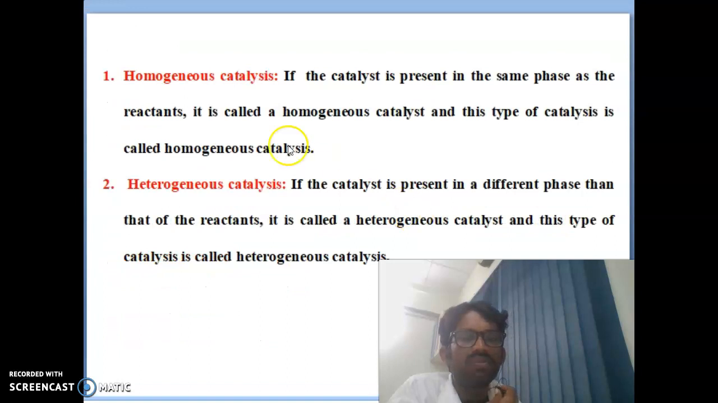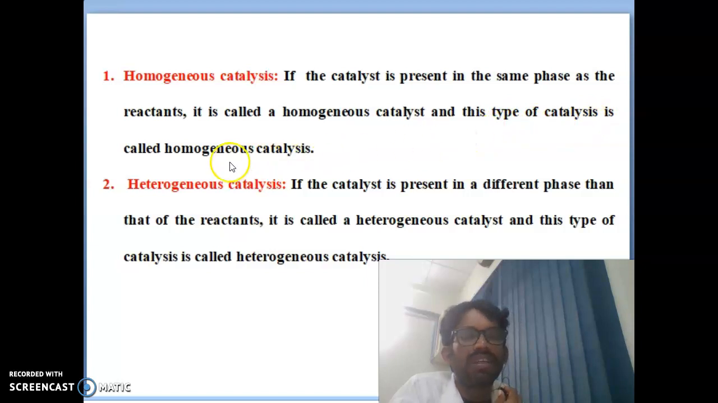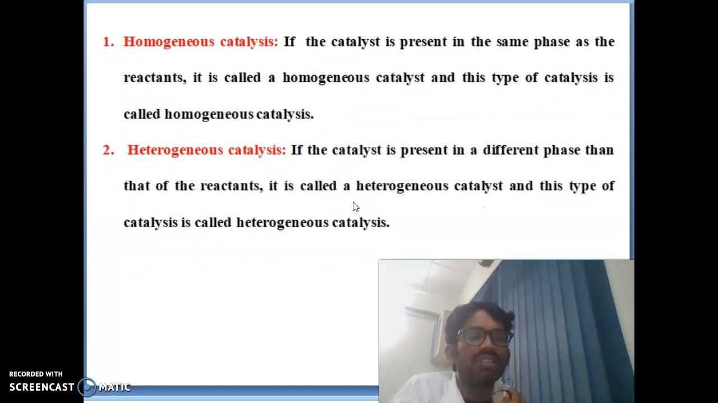Okay, you can see what is homogeneous catalysis. If the catalyst is present in the same phase as the reactant, it is called a homogeneous catalyst, and this type is called homogeneous catalysis. And the second one is heterogeneous catalysis. If the catalyst is present in a different phase than that of the reactant, it is called a heterogeneous catalyst, or this type of catalysis is called heterogeneous catalysis.